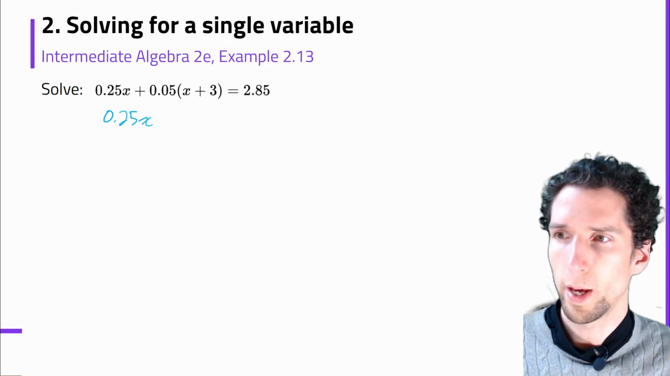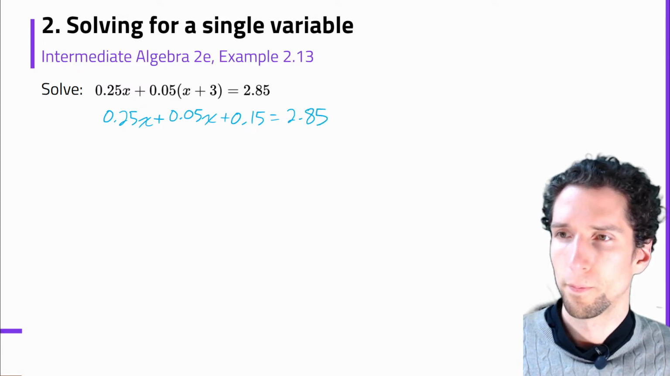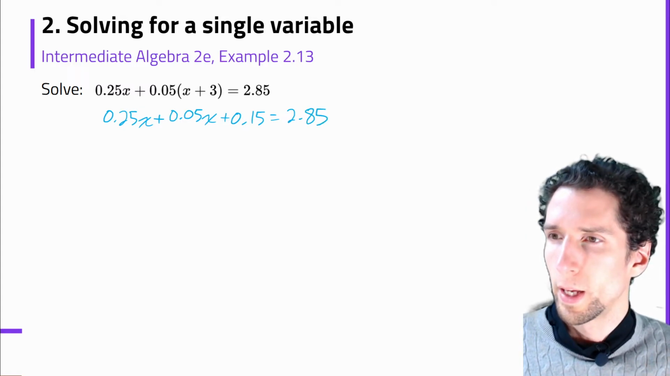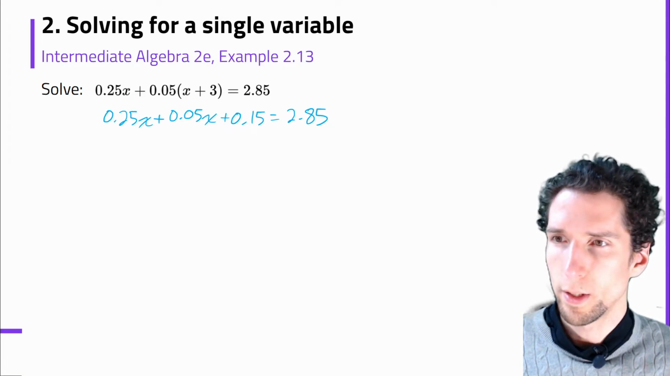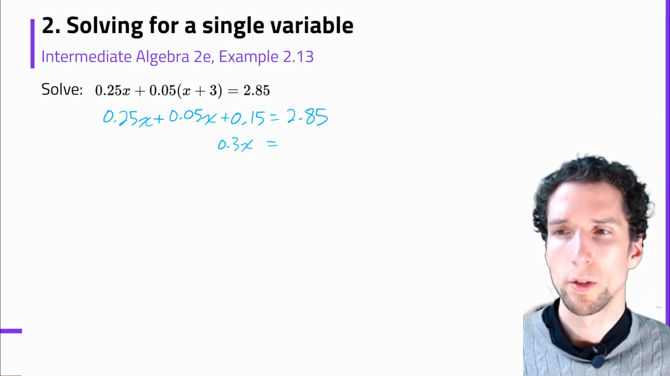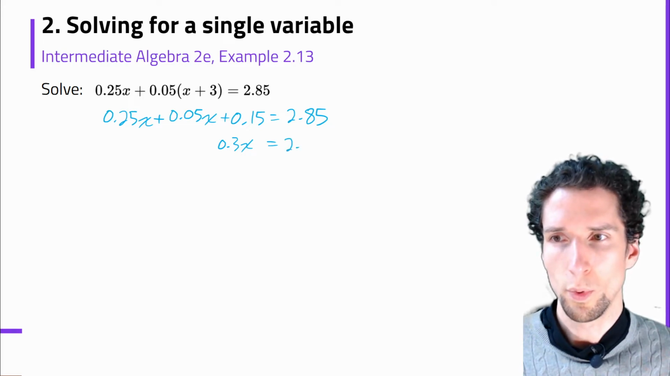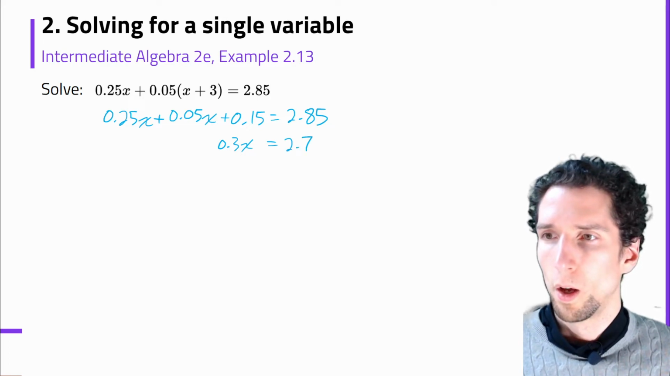So 0.25x plus 0.05x plus 0.15 is equal to 2.85. Okay, and then if we add up the x's here, we will get 0.3x, and gather the constants: 2.85 minus 0.15, that will be 2.7.